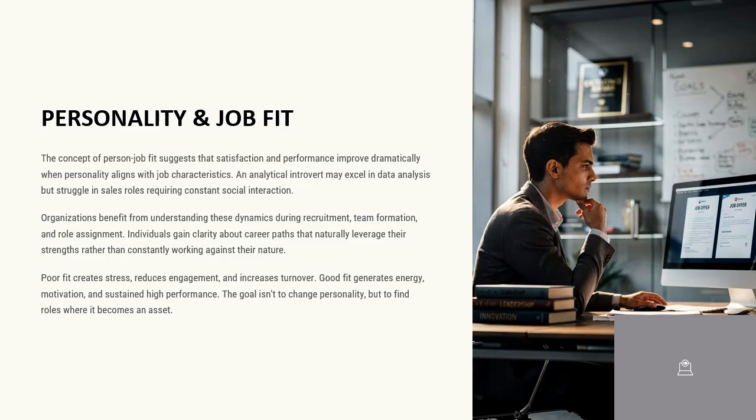This leads to the basic idea of person versus job. When personality matches job demands, satisfaction increases, stress decreases, and performance improves. For example, suppose a person who is an introvert is forced into constant client interaction. Then he may feel drained because that's not who he is. He's an introvert. Organizational behavior doesn't aim to change personality, it aims to align roles.